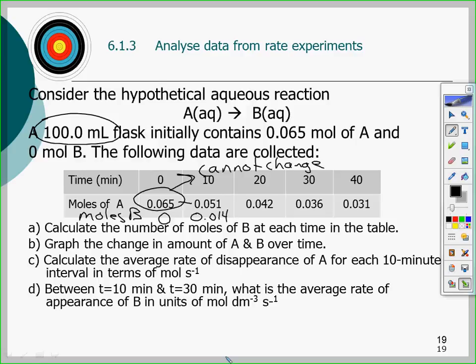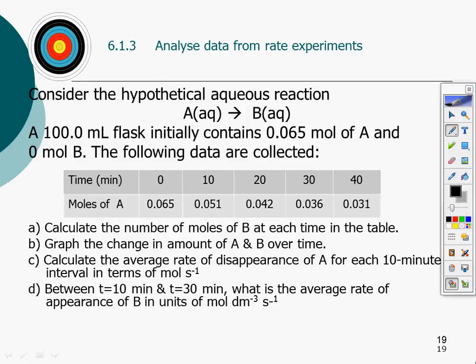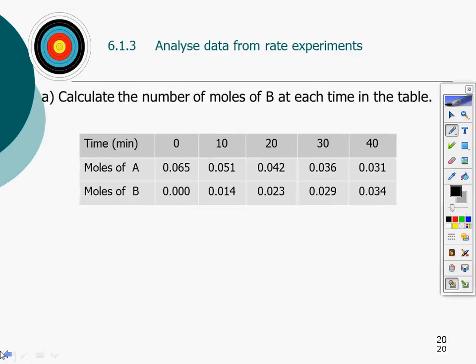All right, so now let me put this chart up for you. Take a look. As we did, calculate the number of moles of B at each time in the table. On the next slide, I gave you room to create your table. If you wrote it on the other slide, that's fine. That should make complete sense; there shouldn't be anything confusing.